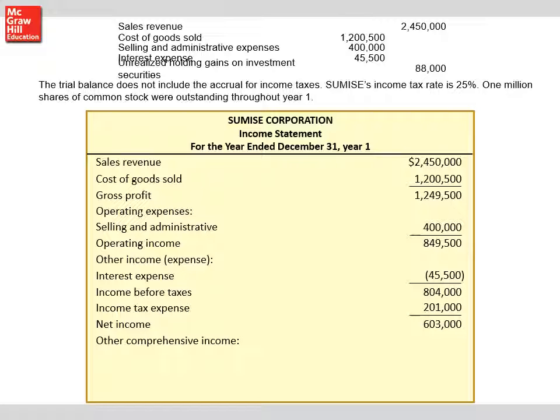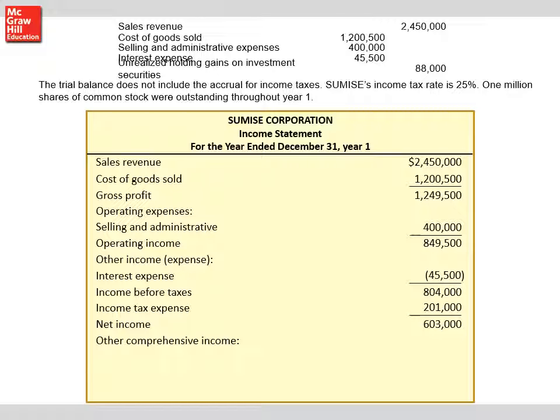Now, other comprehensive income. Comprehensive income, the starting point is always net income. Remember, it's all changes to equity from non-owner sources. So it is not dividends and it is not contributions from the owners, but it's all other changes to equity. Net income will increase equity. It is a comprehensive income.